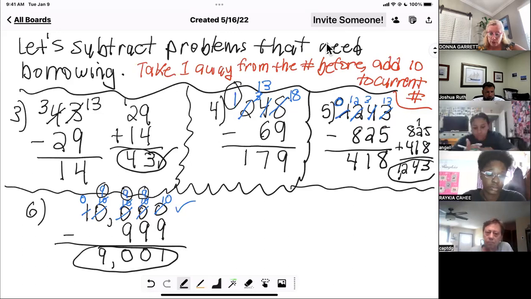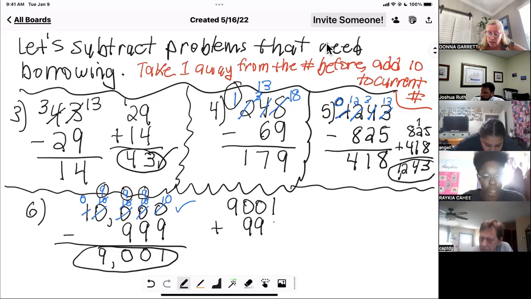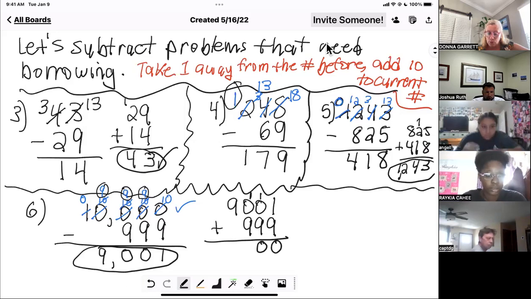And I'm totally going to check this answer. So we have 9,001 plus 999. So let's see, 9 plus 1 is 10, carry the 1. 9 plus 1 is 10, carry the 1. 9 plus 1 is 10, carry the 1. 9 plus 1 is 10. And thank goodness we actually got the right answer back.